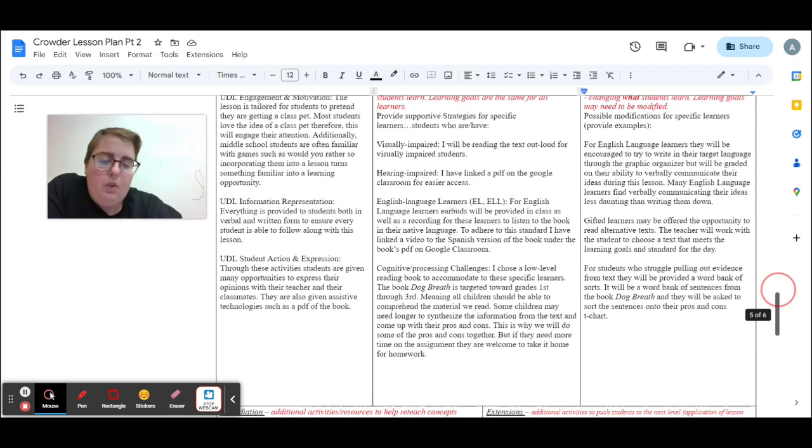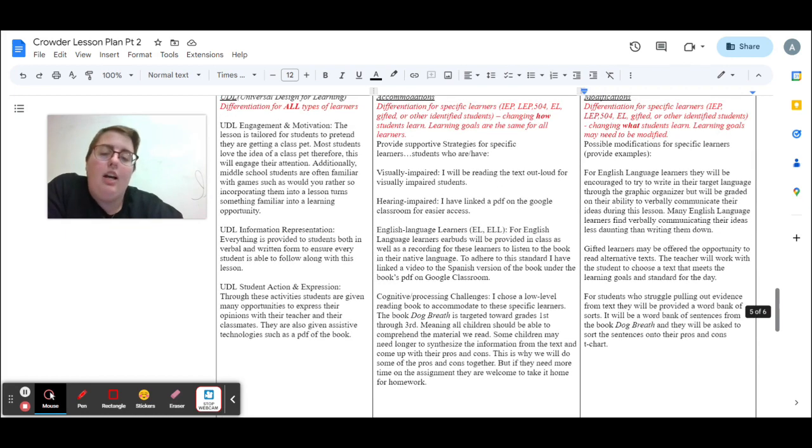I did put that if they need more time on the assignment, they are welcome to take it home for homework. Or honestly, while students are working independently on their graphic organizers, once I get them started, I could have a group of students who really, really need help come to my desk and sit around it, and I would help them.